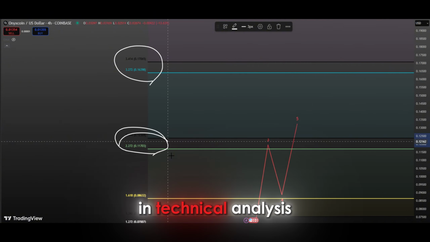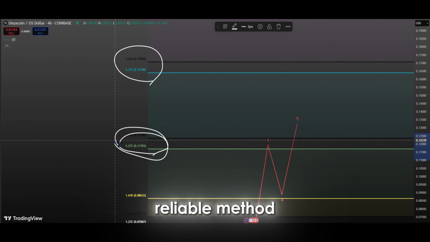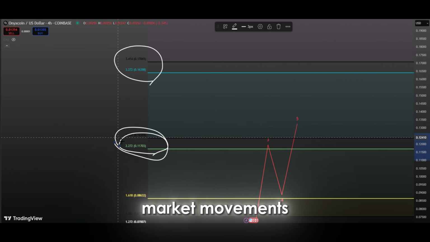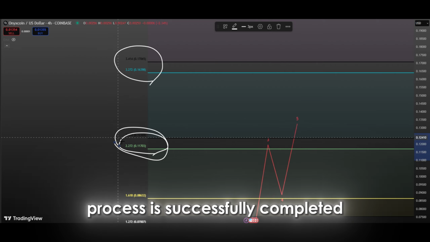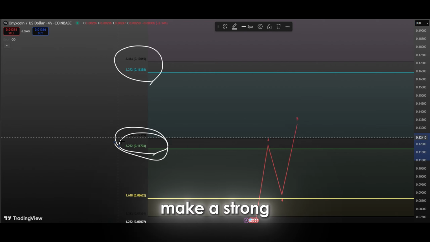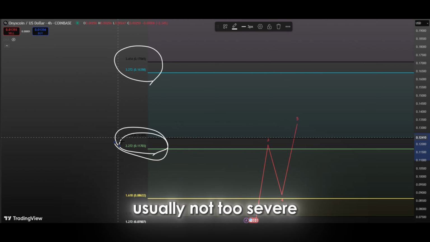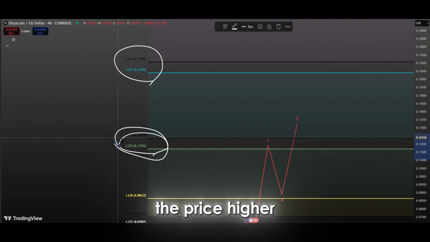In technical analysis, Elliott wave theory is a highly reliable method for understanding major market movements and predicting possible future directions. The structure we are currently observing suggests that the third wave is very close to starting, and if this process is successfully completed, the price will make a strong move towards the 12 cents level. To extend the positive scenario a bit further, after the completion of the third wave, a correction may come as a fourth wave, but it is usually not too severe. Then the fifth wave of the market could come into play, which could push the price higher.